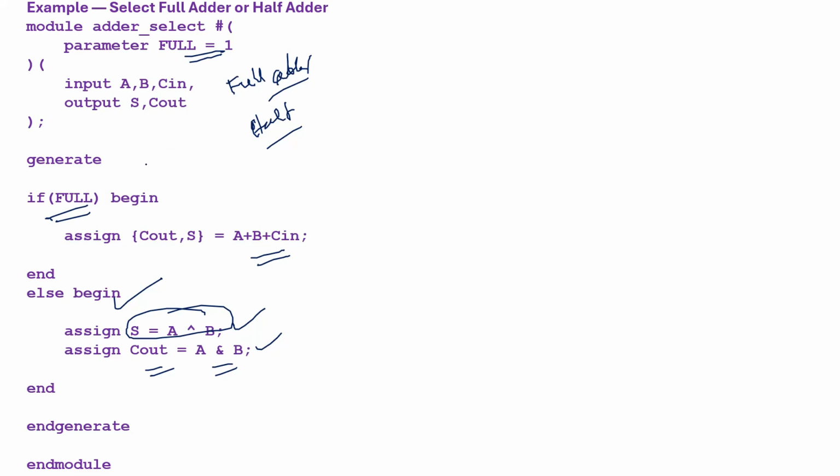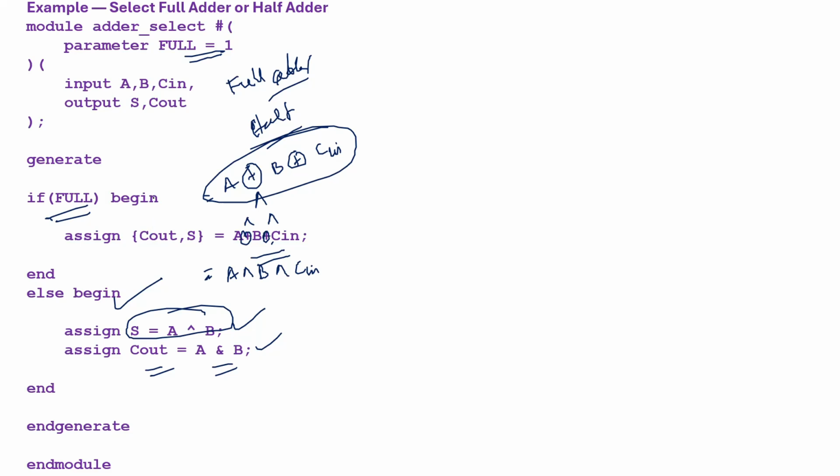The full adder equation is wrong here. The system is not generating the XOR symbol, so you can take the condition like A XOR B XOR C. So the sum output is A XOR with B XOR with C in. The simulator does not accept this circle symbol, so this hardware representation is wrong. How can we represent the XOR symbol? The cap symbol. A cap B cap C in, this is the sum output.